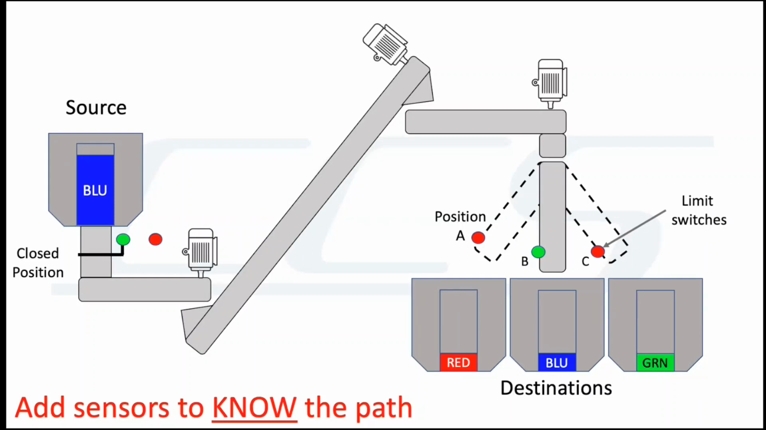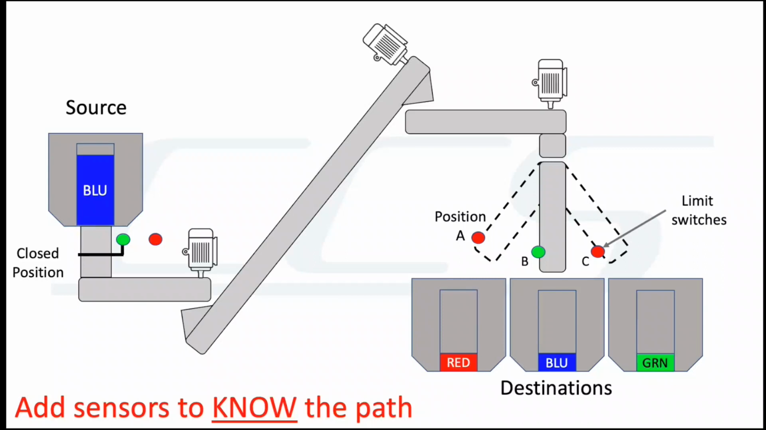So for example, on the left, we know right now that the manual slide gate is in the closed position, so there won't be anything coming out of the source hopper. And then we have the diverter in the B position, or the middle position, to the blue hopper, and we can confirm that with those limit switches we talked about.